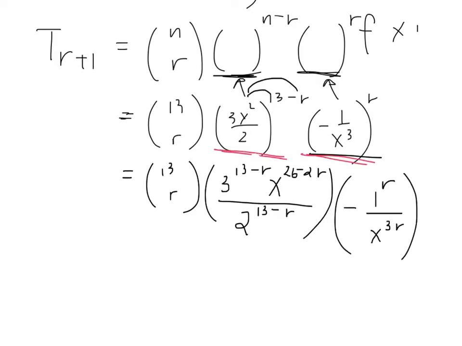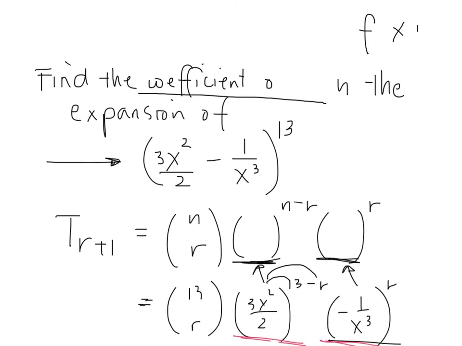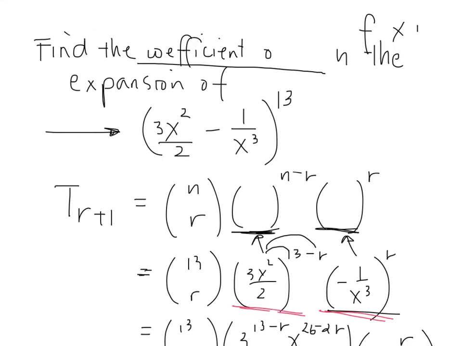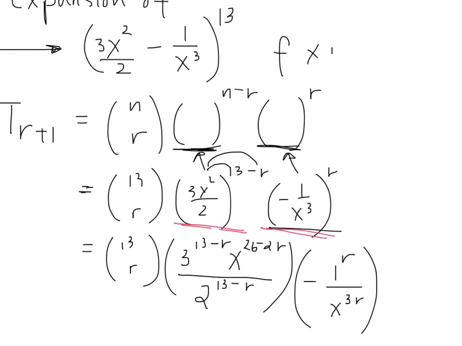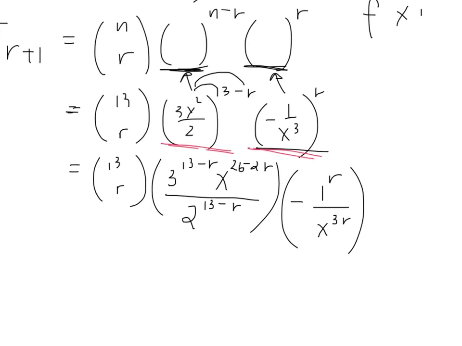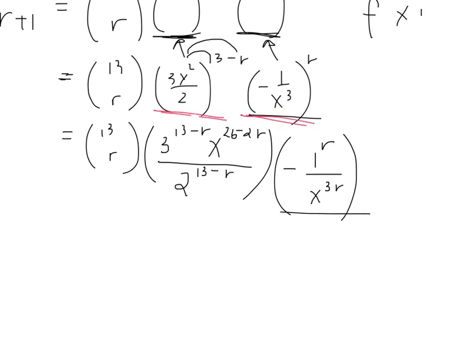Now, this is the key idea. If we want the coefficient of x, we want the exponent of x to be 1, correct? Because if I say x squared, then I want the exponent to be 2. X cubed, I want the exponent to be 3. So since we want x, we know that the exponent is 1. So what is the connection of that to what we just found when we simplified this?